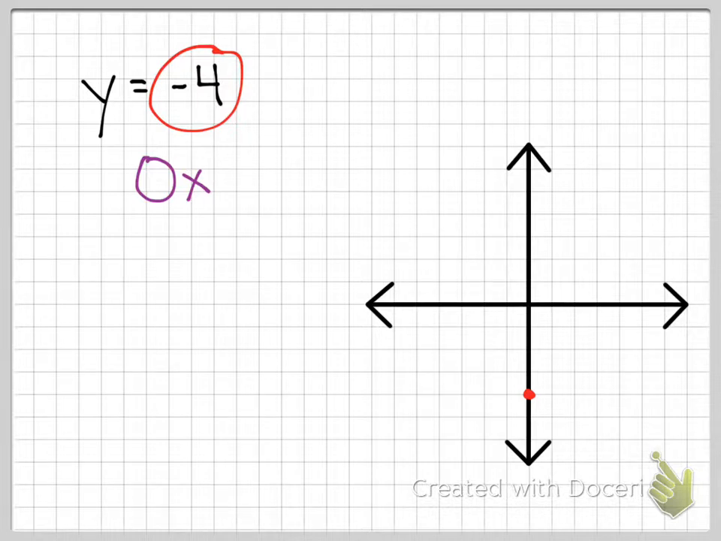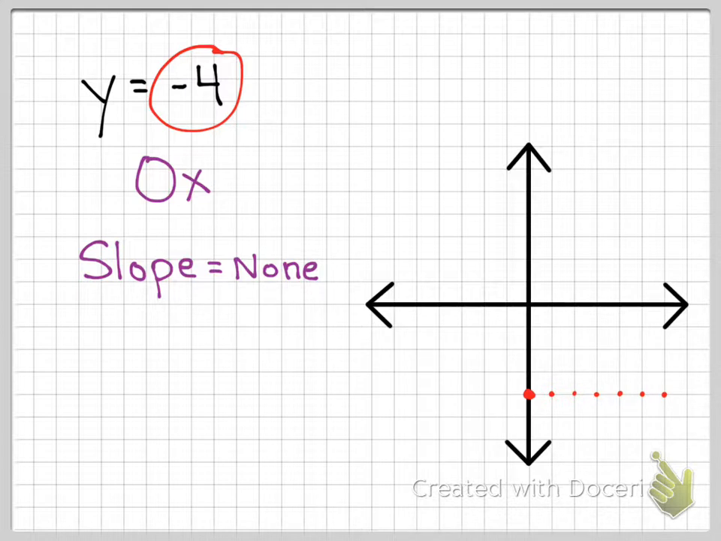So if x is 1, y equals -4. There is no slope here. So again, if x is 1, y is -4. If x is 2, y is -4. If x is 3, y is -4. So on and so forth. So for 4, 5, 6, if x is 100, y is equal to -4.